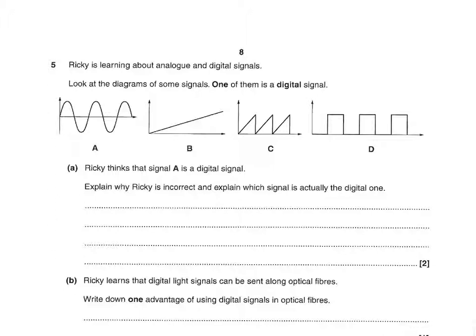So it's because it's either on or off. There's no continual variable. It's either on or off, or a 1 or a 0 if you wanted to. You could also say that D only has 2 values. So 1 mark for saying that A is analog, and then another mark for saying D because it has either on or off values.